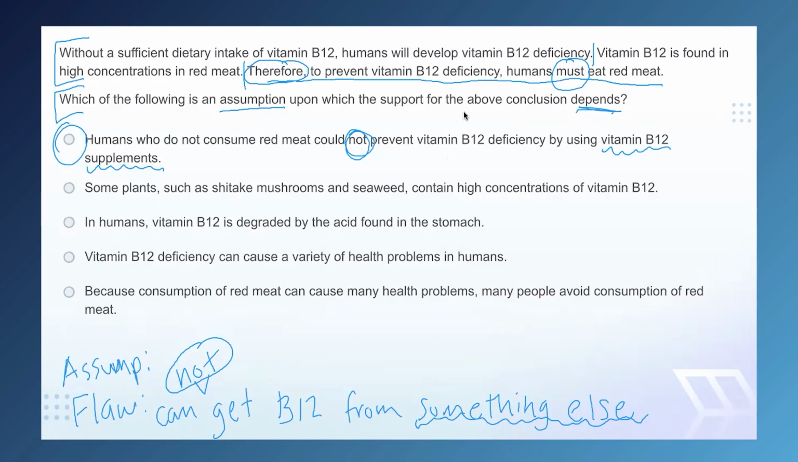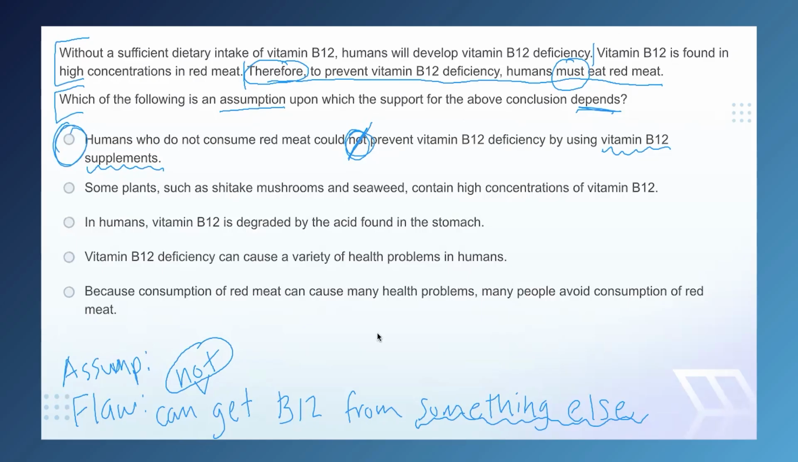So we are going to do exactly what we did earlier, either add or take away a not. In this case, we can lose our not right here. Humans who do not consume red meat could prevent vitamin B12 deficiency by using vitamin B12 supplements. That is our flaw. We can get B12 from something else. So the negated version of our assumption breaks the argument. That means that this is, in fact, an assumption. This is our correct answer.